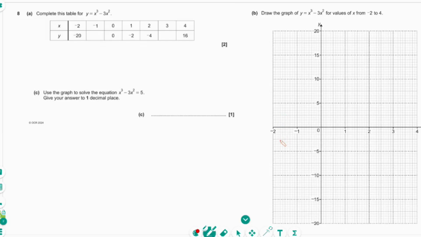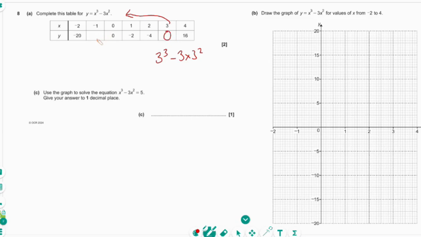Complete this table for y equals x cubed minus 3x squared. So I'm going to substitute 3 for my x. 3 cubed minus 3 times 3 squared. You can just type that in your calculator. 3 to the power 3 minus 3 times 3 squared is 0.